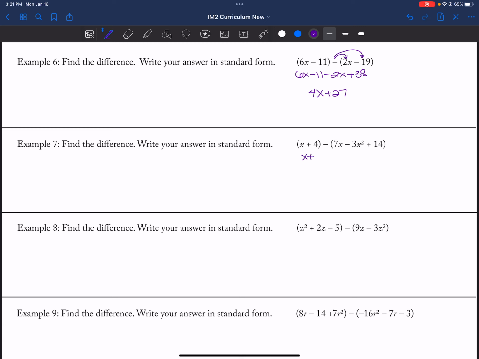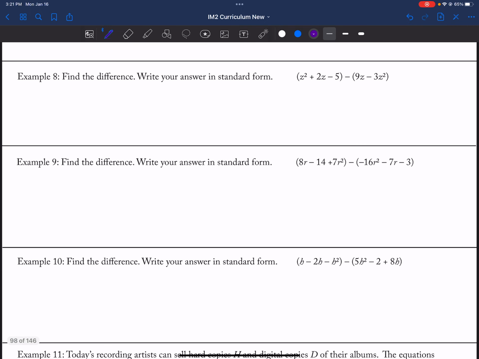Here again, distribute my negative. So I have x plus 4 minus 7x plus 3x squared minus 14. Okay. So then I have a 3x squared. Then I have a negative 7x and a positive x, which gives me negative 6x. And then a 4 and a negative 14, so a minus 10.